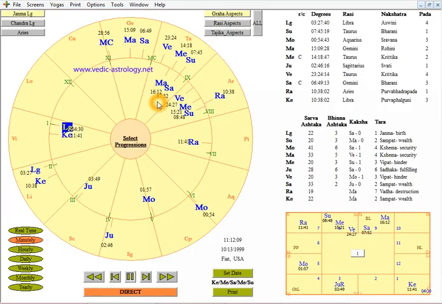Another thing we did, we programmed progressions for Western astrologers because so many Western astrologers are coming into Vedic and they like their progressions. But honestly, progressions, when used with Vedic astrology, are worth using. When used with Western astrology, they're not worth using. That's the funny thing about it.